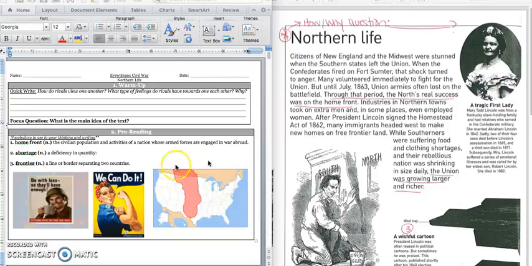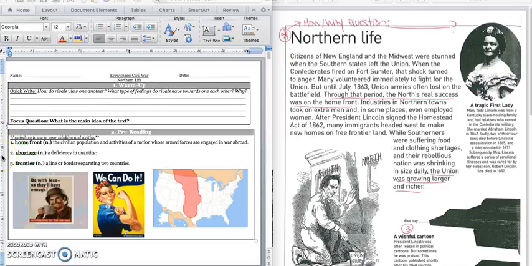All right, so this map would be an example of the home front. This lady who's saying we can do it is a civilian who's been left on the home front to work in the factories to make equipment for the soldiers. So the home front is the part of the country where the war is not taking place. Everyone is at their home while their sons and their fathers are away at war.